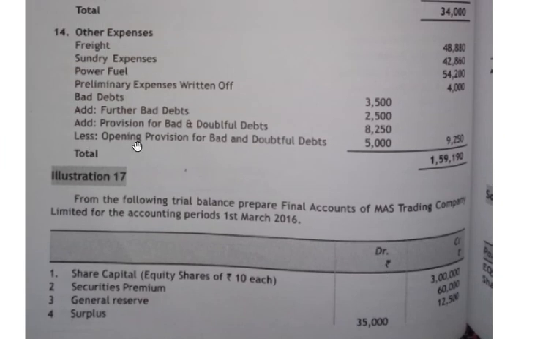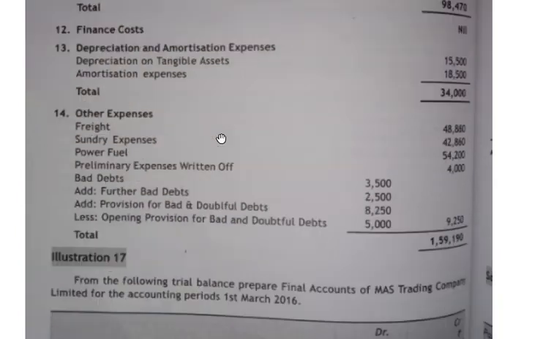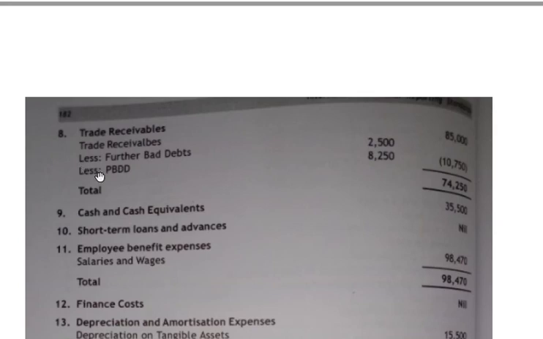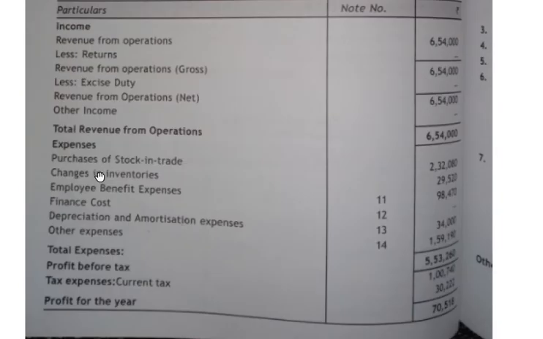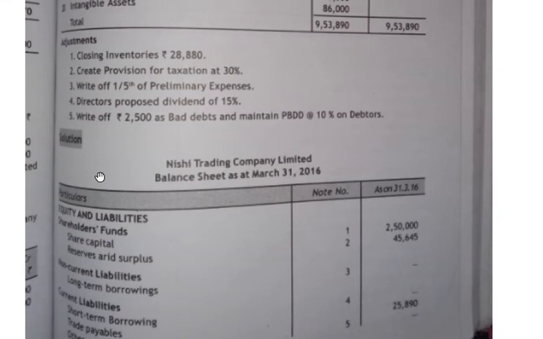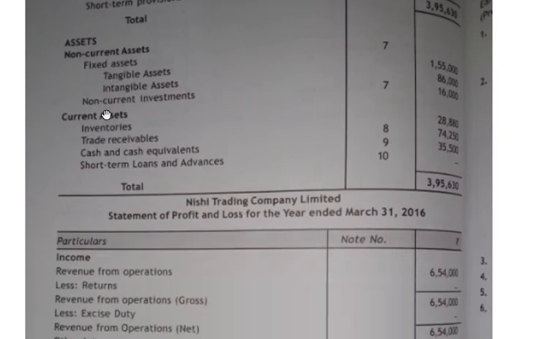You add it and you minus your opening provision for bad and doubtful debts which is given in your trial balance, okay, which is 5,000. So the balance you get to be 9,250, which is nothing but considered in your other expenses, and this adjustment, the further bad debts and provision for bad and doubtful debts, will be minus from your trade receivables. Simple as that. Moving on to your next adjustment. Alright, we finished all the adjustments, so let's start with our working notes.